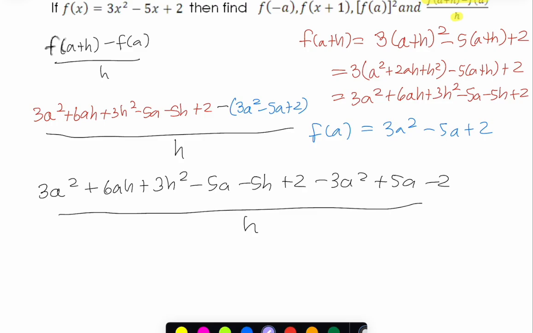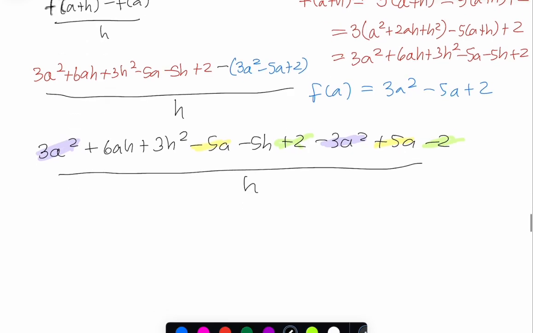Well, if you look, 3a squared does not have an h. There's a negative 3a squared to cancel it out. 5a doesn't have an h, but there's a negative 5a and a positive 5a. They're going to cancel out. Positive 2 doesn't have an h, but there's a negative 2 to cancel it out. And sometimes some of the other pieces will cancel. In this case, it didn't. But let's write the pieces that are left.